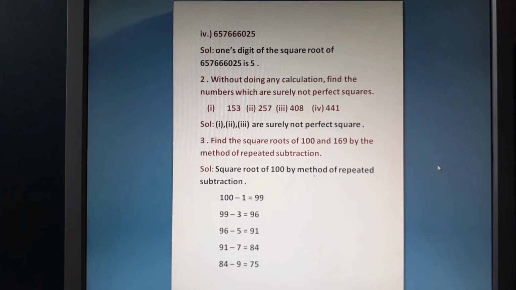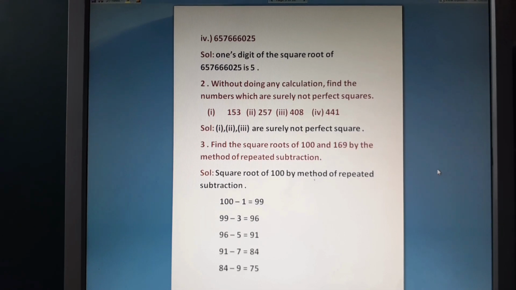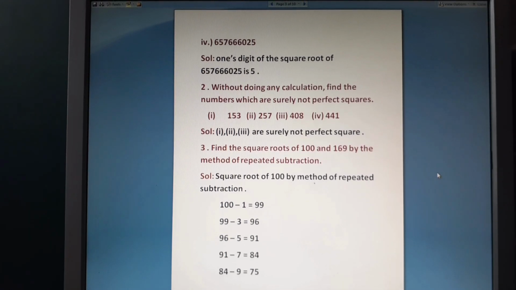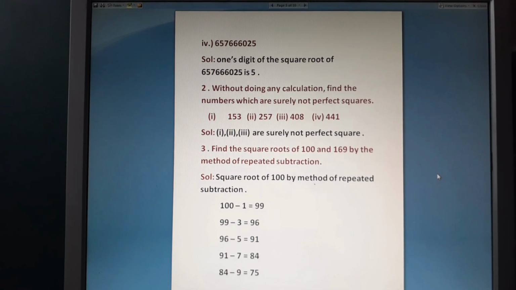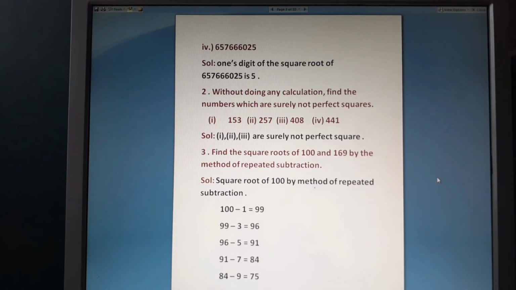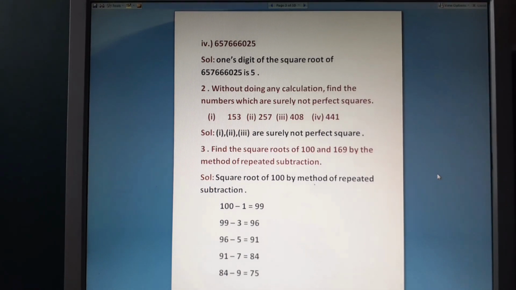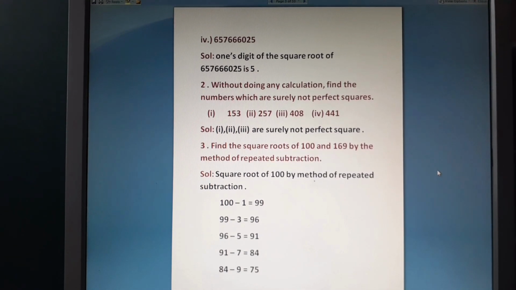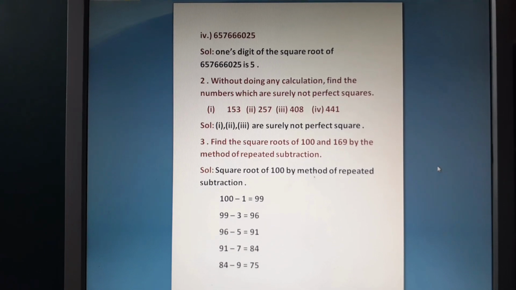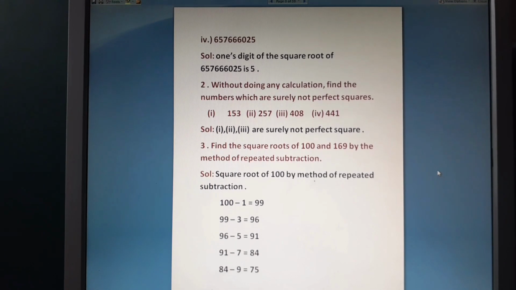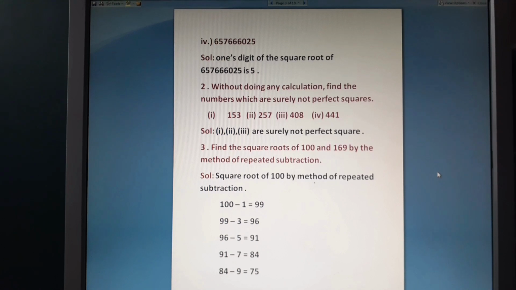Fourth part. 65 crore 76 lakh 66,025. See the solution. Ones digit of the square root of the given number is 5 because in this given number last two digits is 25. 5 square is 25. So, here ones digit of the square root of the given number is 5.